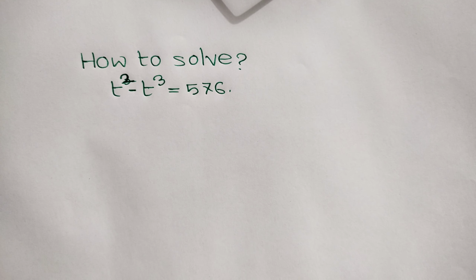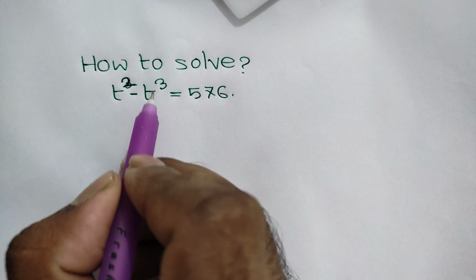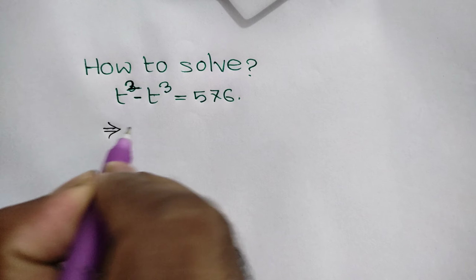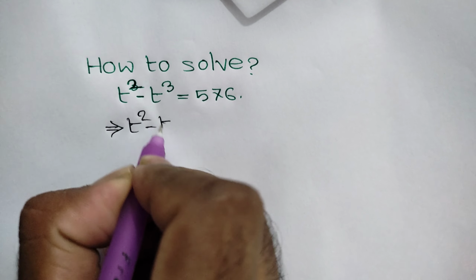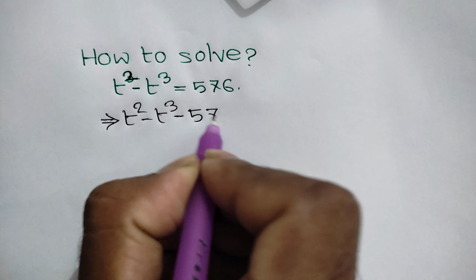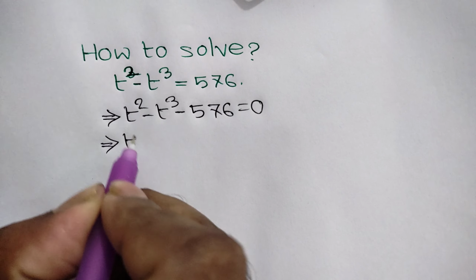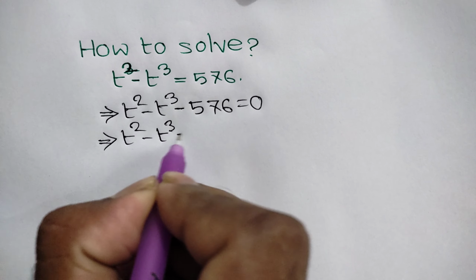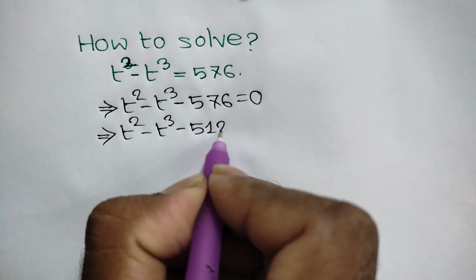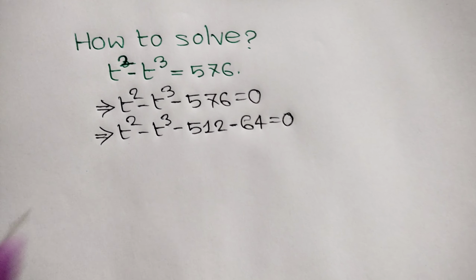Hi everyone, in this video I am going to show how to find the value of t where t square minus t cube is equal to 576. Taking this 576 to the left side, we will get t square minus t cube minus 576 is equal to 0, or t square minus t cube minus 576 can be written as 512 and minus 64 is equal to 0.